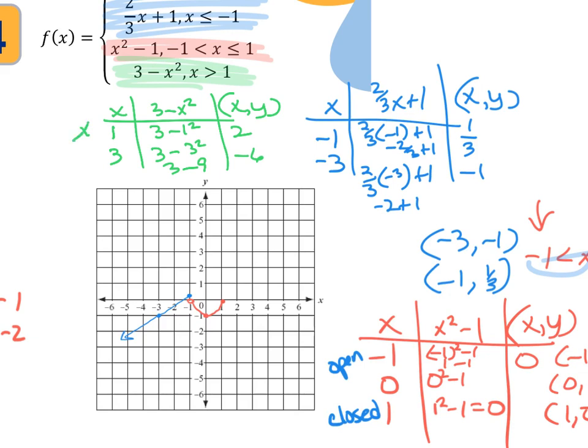Now, this one right here, see how it's a greater than? So it's going to be open. So I'll go ahead and put an open circle on 1, 2. And then at 3, -6 would be down here. And again, it's going to have a curve to it because it's a parabola. And that is your piecewise.